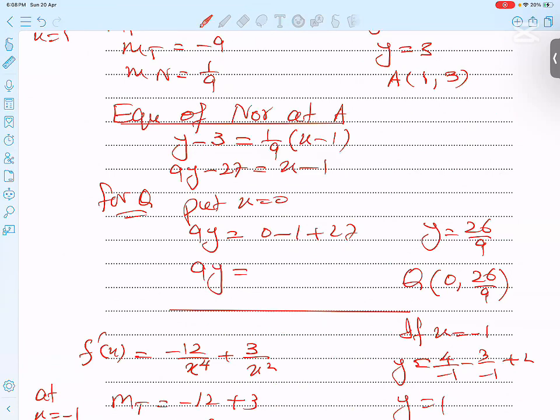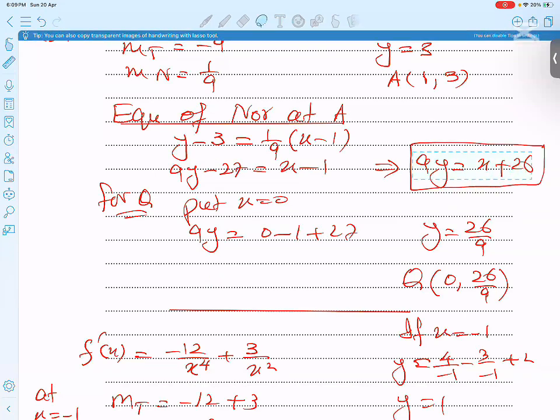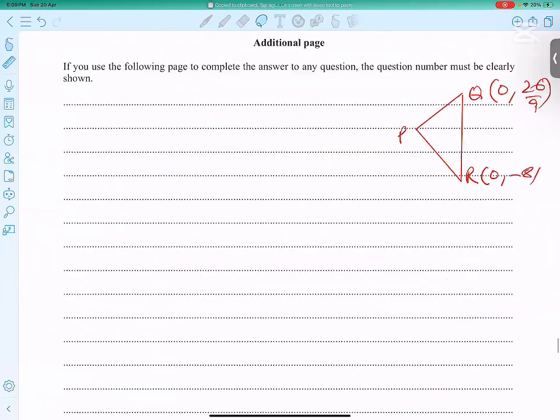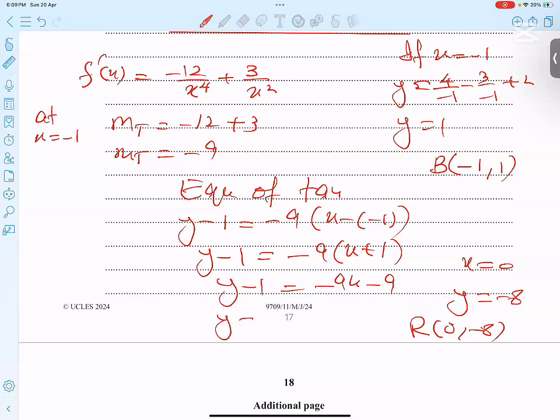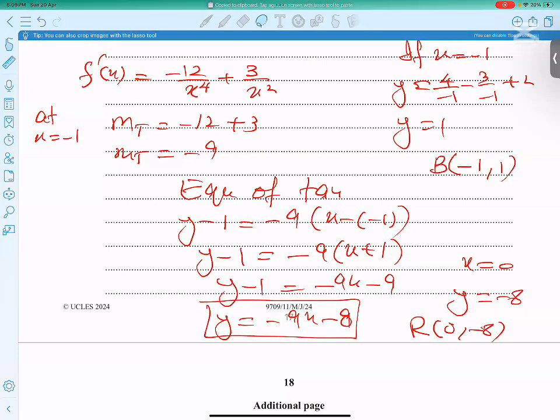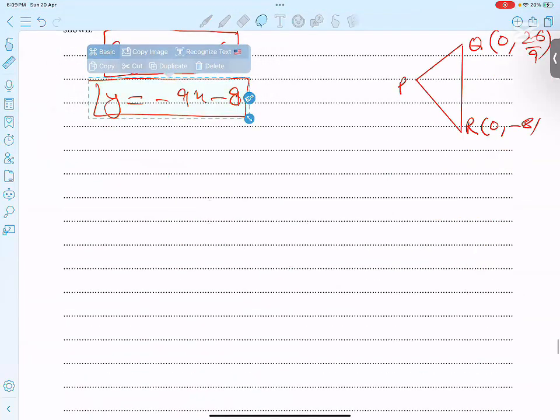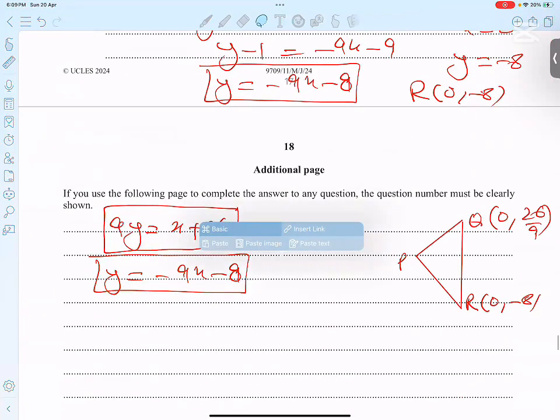9y is equal to x plus 26. This is the equation of the tangent, I take it from here, copy, and paste here. Okay. And the equation of the normal is this. So the tangent is this, -9x and -8. And this equation, I'm going to take from here, copy, and paste here. Okay. Now, students, both lines we have.